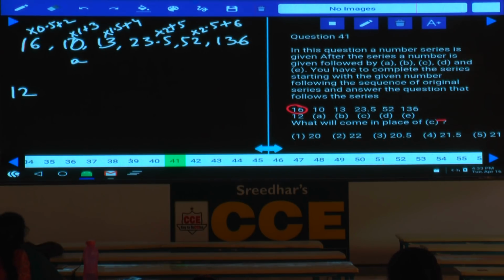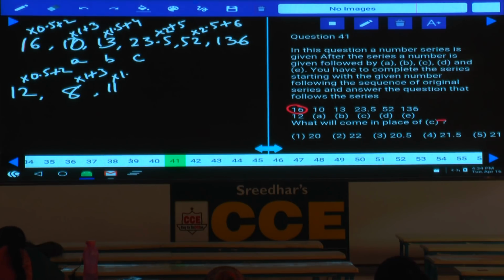Now this is A, B and C, that is the third number. Then 12 into 0.5 plus 2. What is 12 into 0.5 plus 2? 8, isn't it? 6 plus 2 is 8. Next one, 8 into 1 plus 3. That is 11. And 11 into 1.5 plus 4. 11 into 1.5 is how much? 16.5. Plus 4 will be 20.5. And 20.5 is given in choice 3.